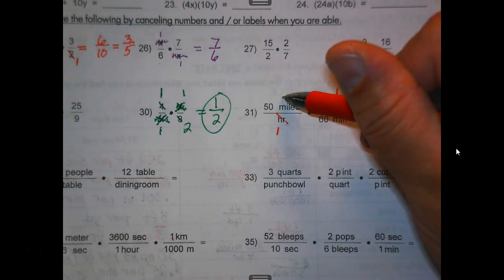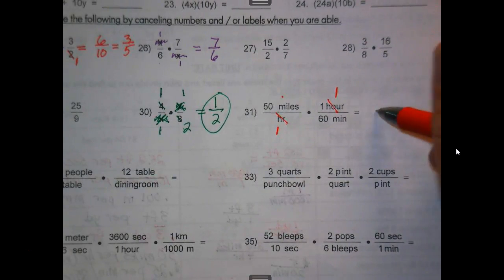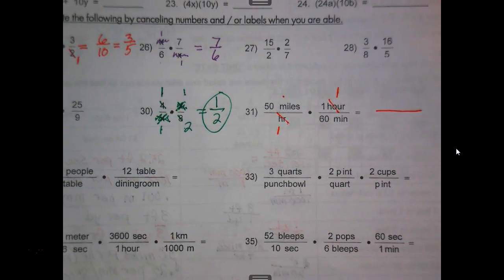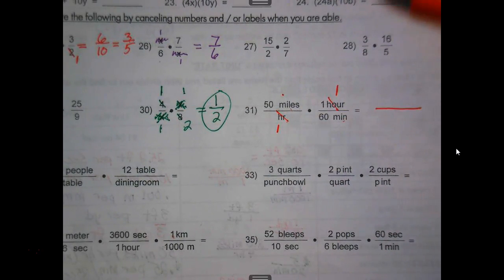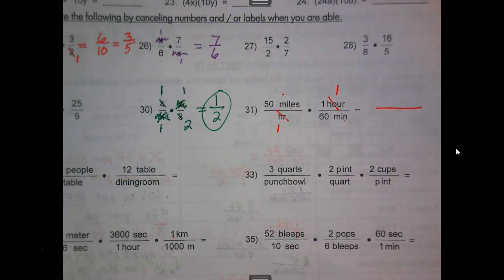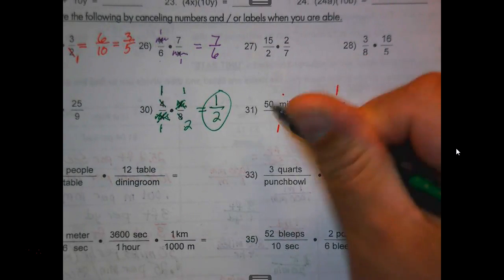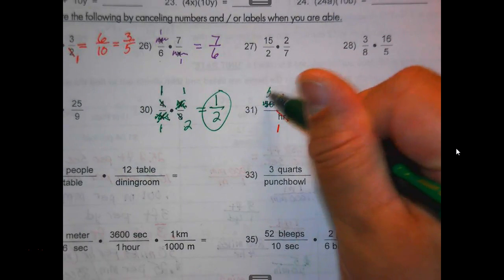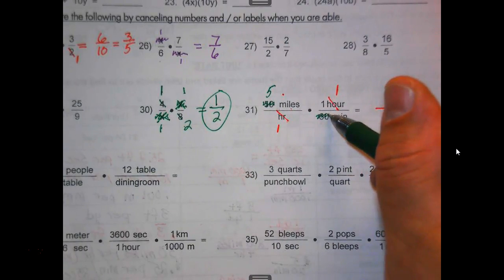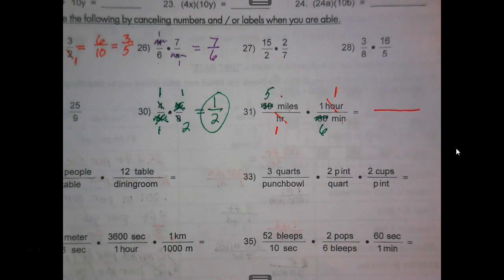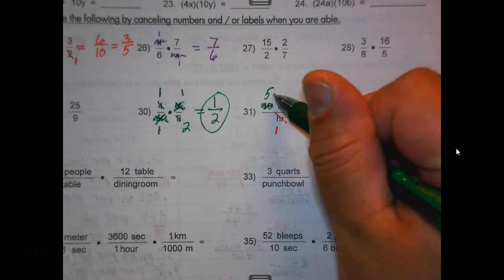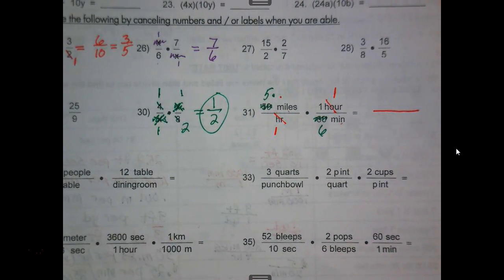Okay, miles does not cancel out, so we're going to have miles in the top because we have minutes on the bottom. However, we have a factor of 10 that goes into 50 5 times. A factor of 10 goes into 60 6 times. And that's what we're going to be doing next section.